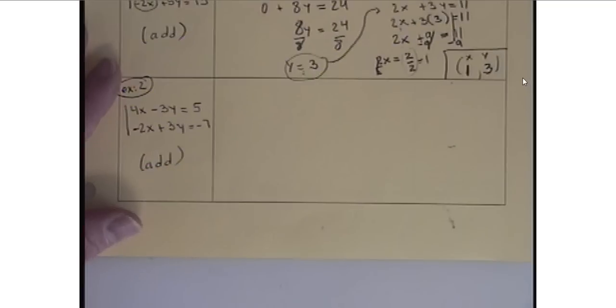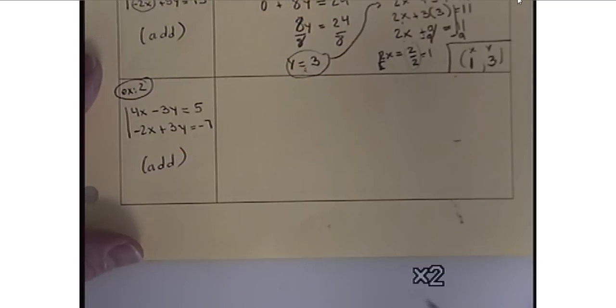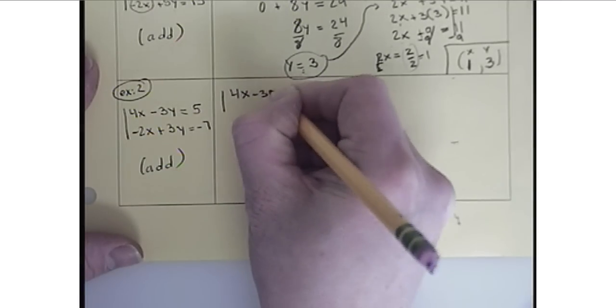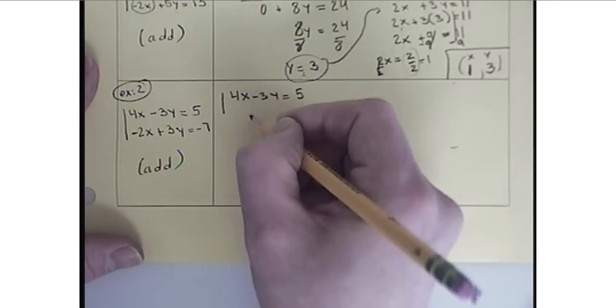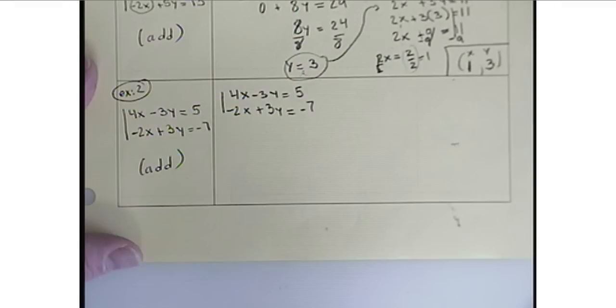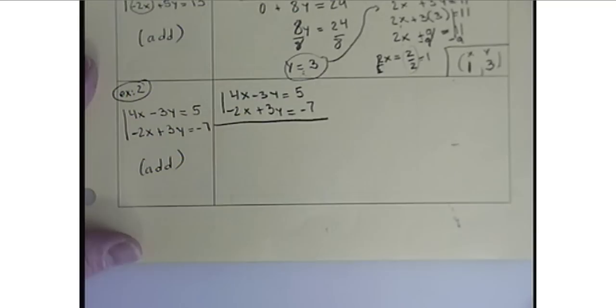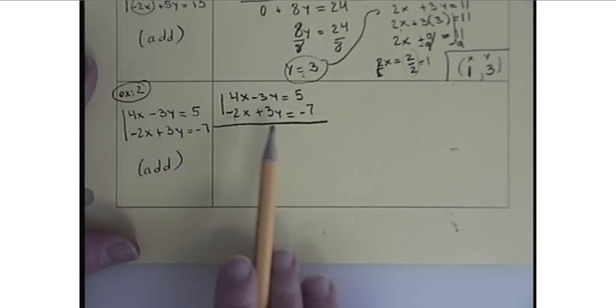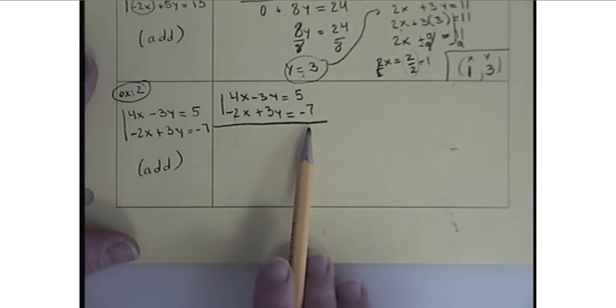Next example. We have given 4x minus 3y equals 5 and negative 2x plus 3y equals negative 7. So draw a line, this will be your addition or subtraction line, and look at the terms. We have x terms in one column, y terms in the second, and the numbers in the third.